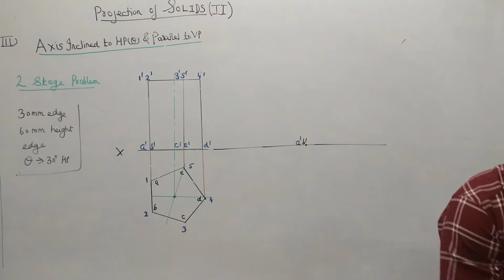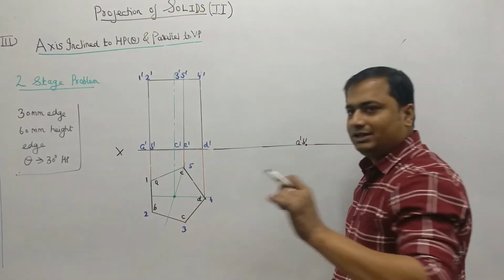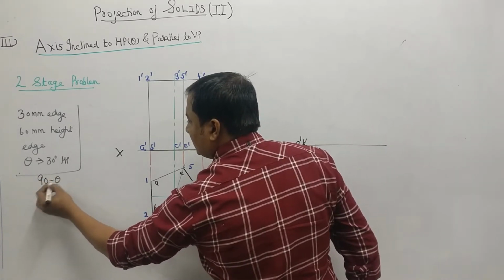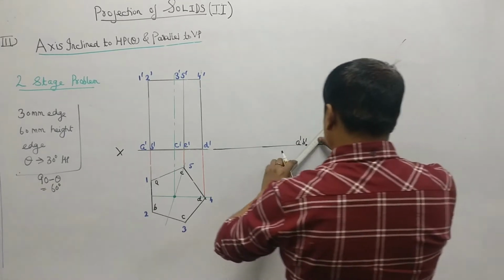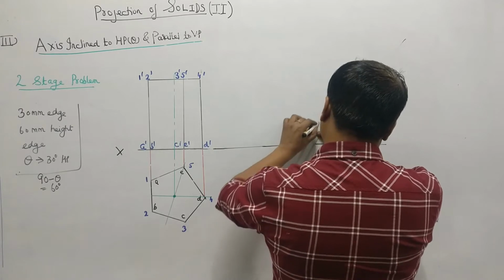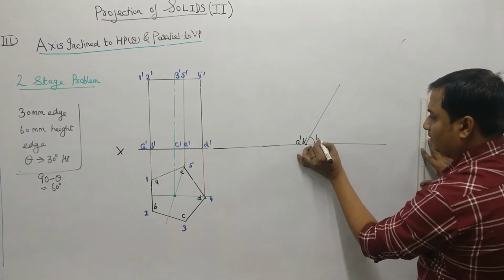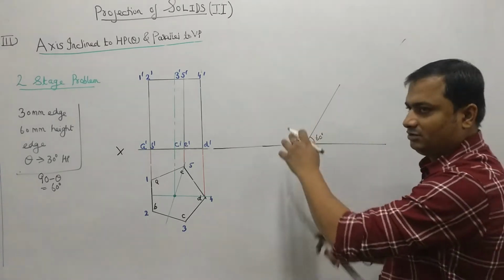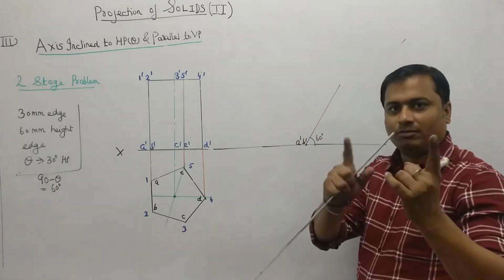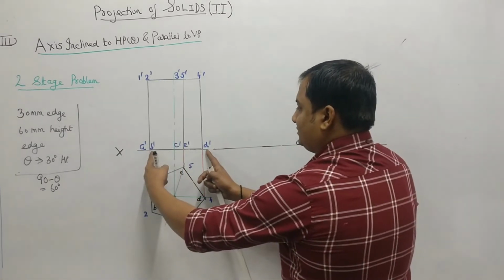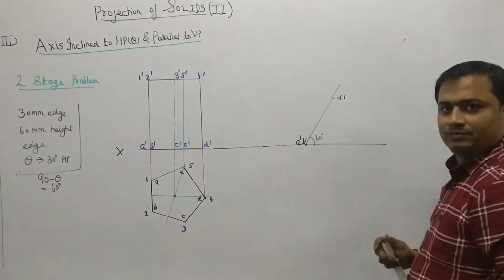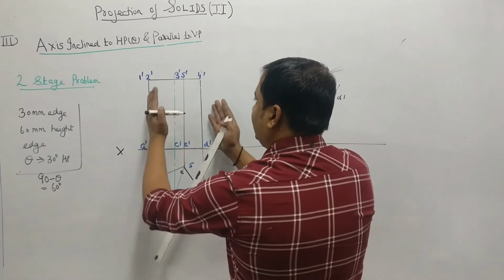Now theta is given as 30 degree, but don't start with theta. What you have to take is 90 minus theta. So 90 minus theta will be 60 degree. So I will be drawing a line at 60 degree. Why I am doing this, you will understand after the completion of this rectangle. So take any point A dash B dash, draw a line of 60 degree. Now take your compass, measure the base, measure this base, come here and cut it. You will be getting T dash. Actually we are just rotating this rectangle.